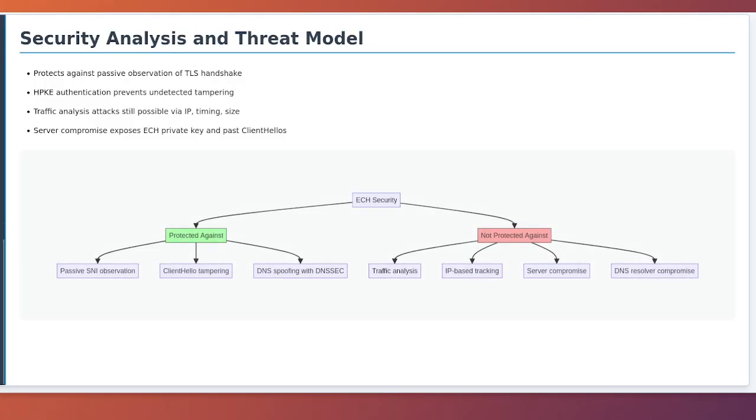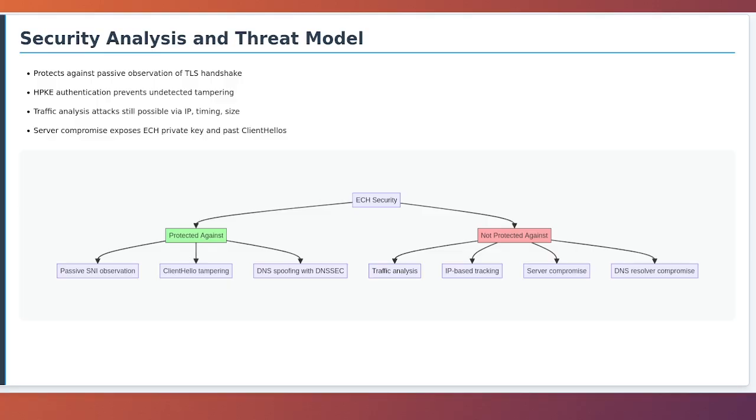Security analysis and threat model. Analyzing the security properties of encrypted ClientHello requires understanding both what it protects against and what threats remain outside its scope. A clear threat model helps operators set appropriate expectations and implement complementary security measures.